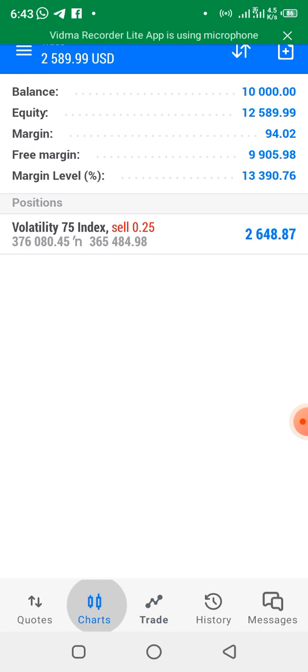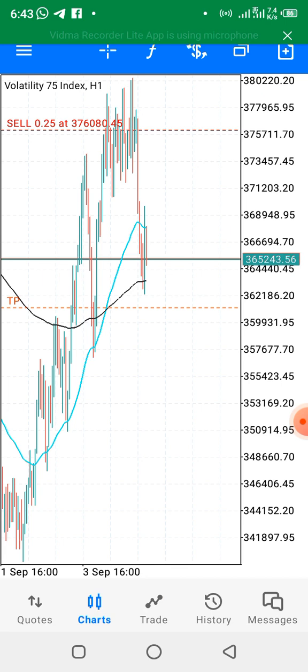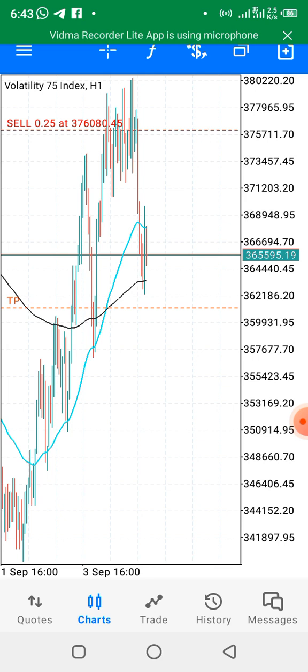So if we go to chart, you will see a dotted red line showing TP at the left side, right? Good. So it means once price gets to this TP, it will close automatically for us, right? Now this is where we sold from. Look above, you will see sell 0.25, that's our lot size, and the other one after our lot size, 37608 0.45, is the price we sold from, right? So when you are selling, your take profit is below the market price where you placed the order, and your stop loss is above it.